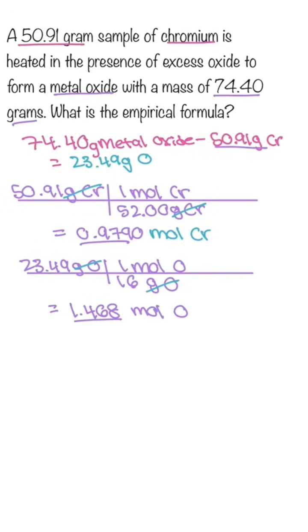Okay, so we're still not done yet. We still have to determine what the empirical formula is. In order to do that, we're going to have to see which one has a lower mole ratio. So since 0.979 is less than 1.468, that is going to be our denominator.